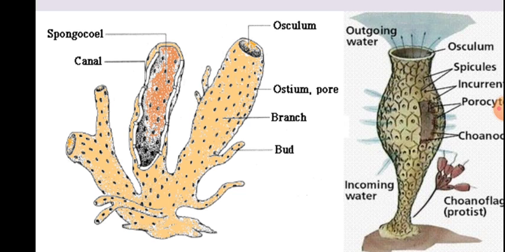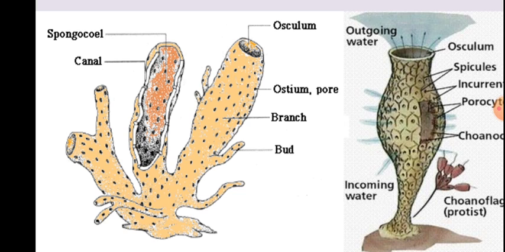Sponges have a canal system for the transport of water. Water enters through the minute pores called ostia and goes to the empty body cavity called spongocoel, and moves out through the osculum. All three parts are drawn in this diagram. So the sponges take in water by the canal system, and this is the transport of water inside the body of sponges.